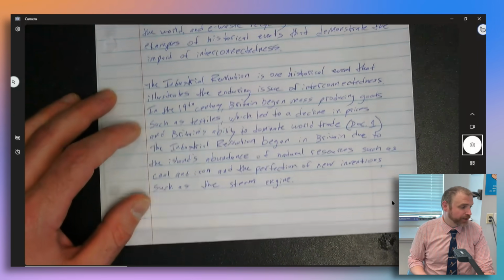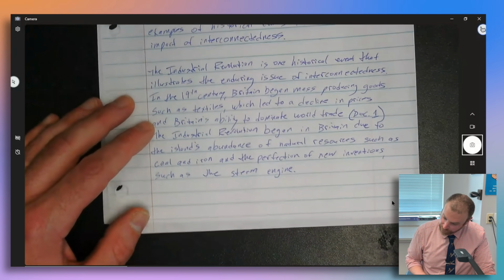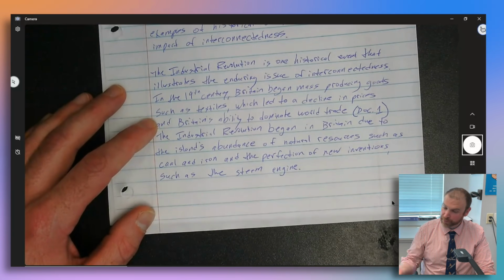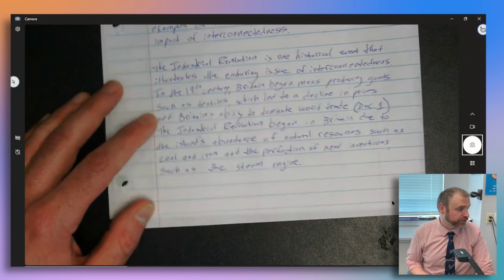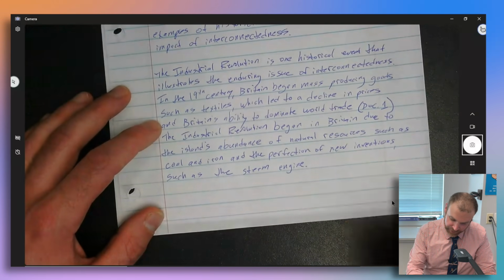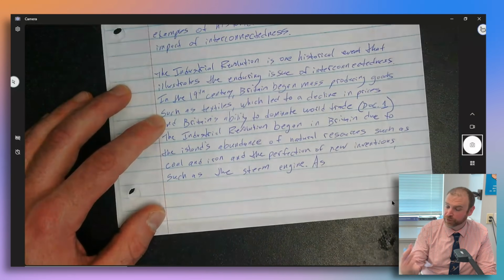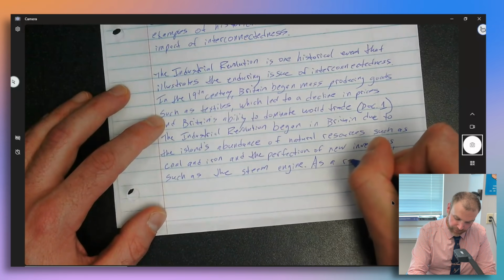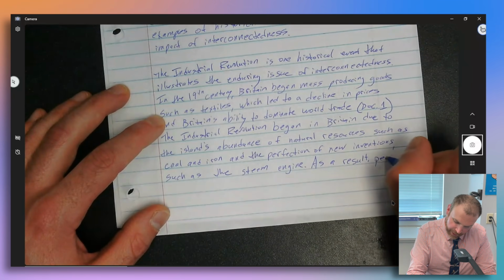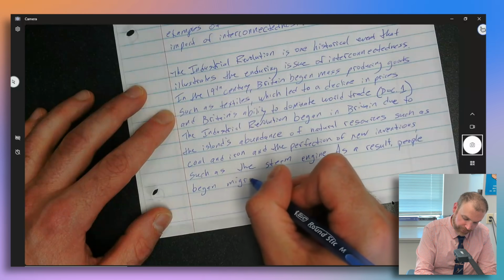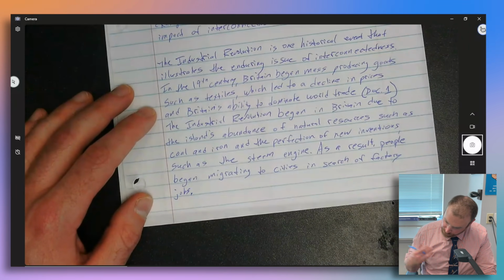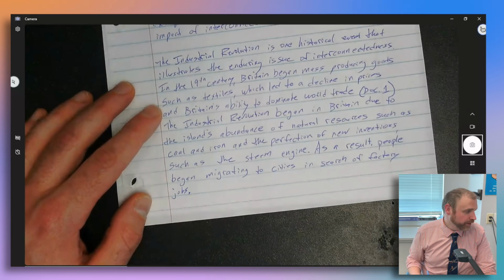I'm going to add a little bit more here just for the sake of review. I will say something about how since new factories were produced, a lot of people started to move to cities to take advantage of those factory jobs. So I'll say "as a result," which is a nice transitional phrase to show effects of things in history. As a result, people began migrating to cities in search of factory jobs. Let's add a little bit more. Again, this is just good Industrial Revolution review overall.